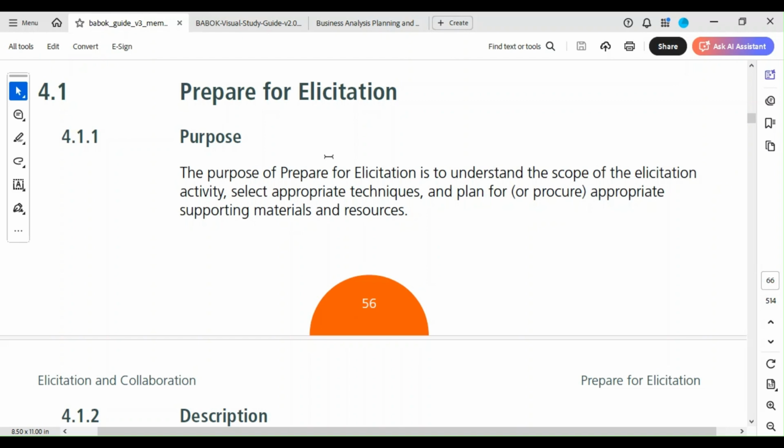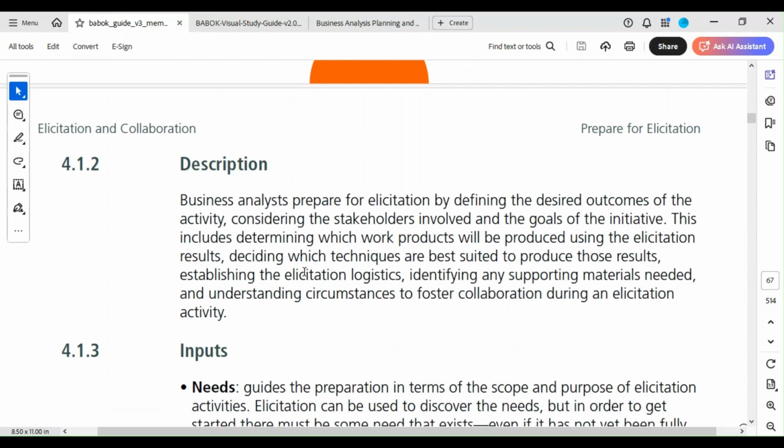Then another thing is also to plan for or procure appropriate supporting materials and resources. For example, you may need to book a hall or a venue, or you need materials, or it's a workshop that you will do one-on-one. You need maybe laptops, you need writing materials. When you want to brainstorm, you need boards. So it would help get you more prepared for what you need to do.